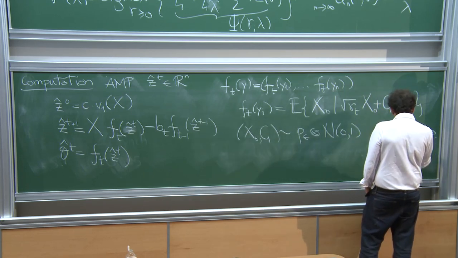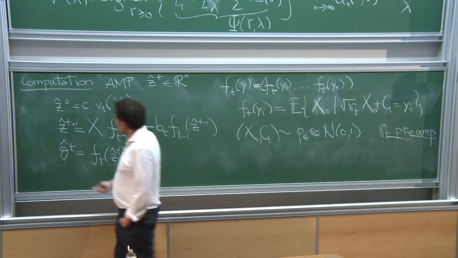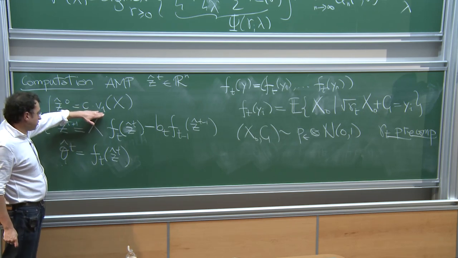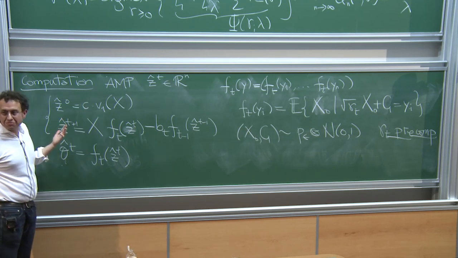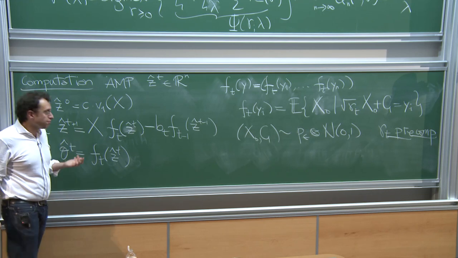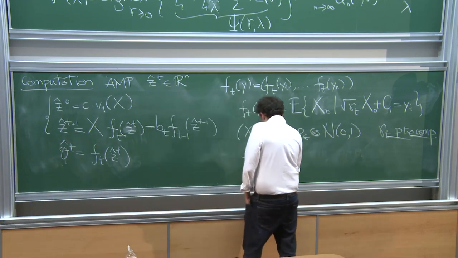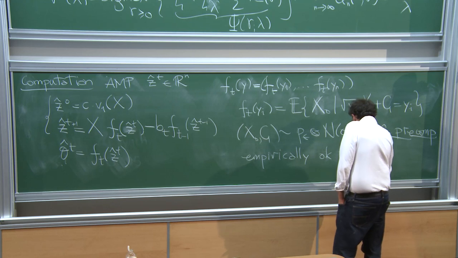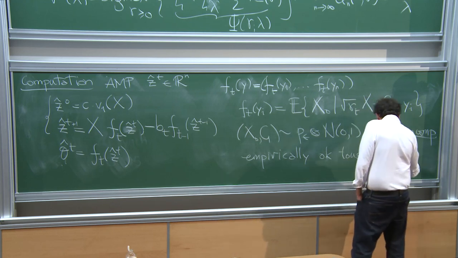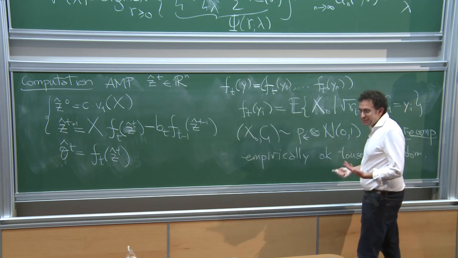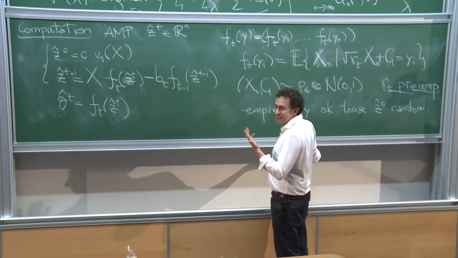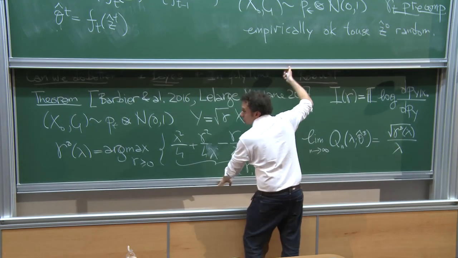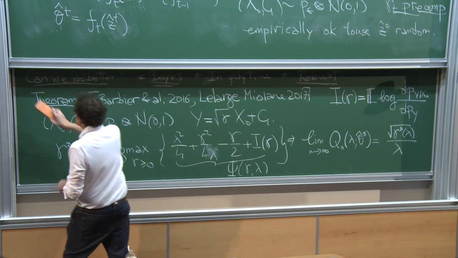Now, in this particular case, one has to pay a little attention to the initialization. The algorithm works if you start with a random initialization, but it's an interesting open problem to prove it. Empirically, it's okay to use Z0 random, but in theory, it's not that it doesn't work, but we don't know how to prove it. So we go around it by using this initialization, and since this initialization is non-trivial, we have to prove a separate theorem about it.